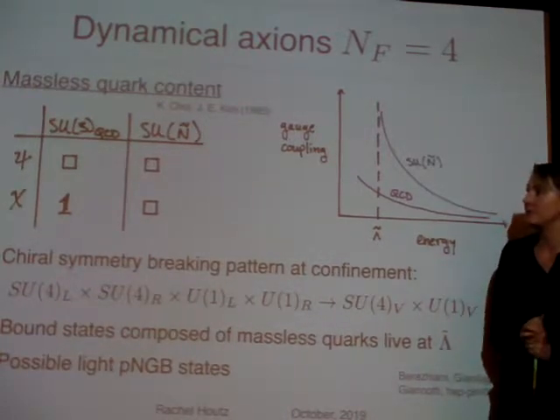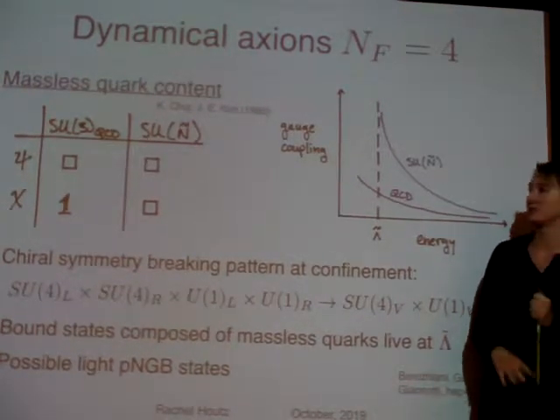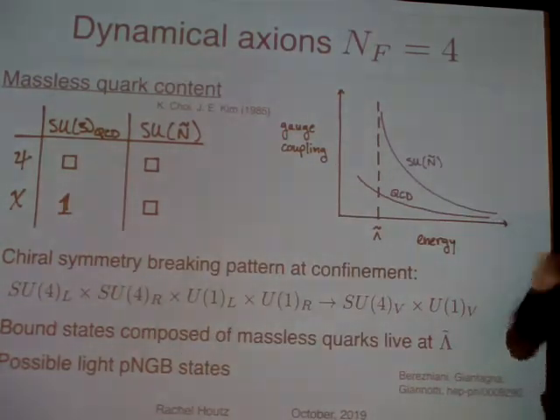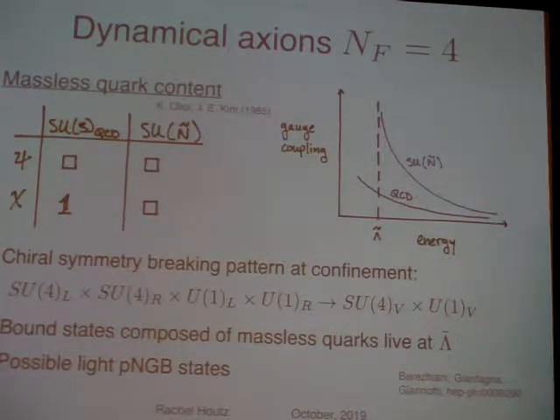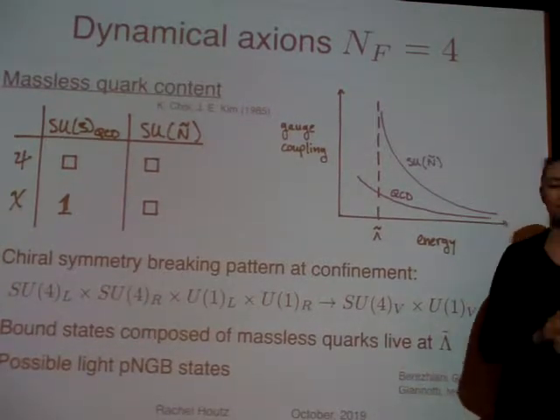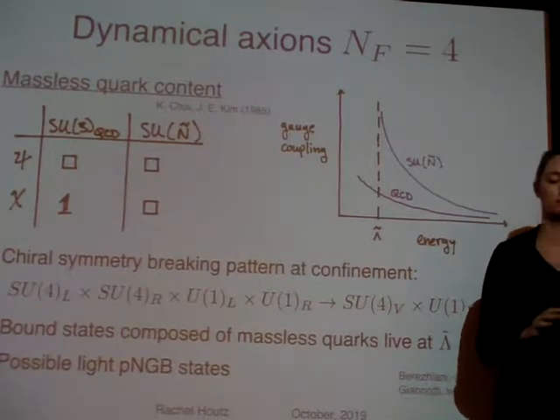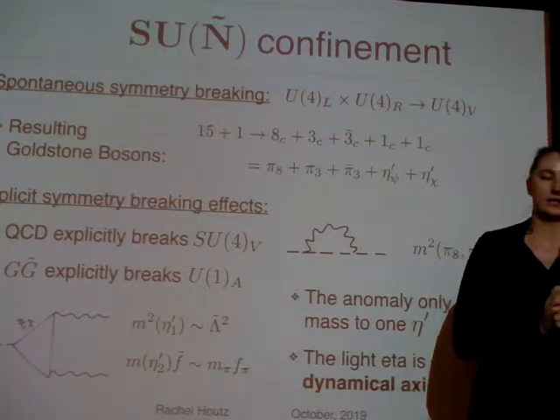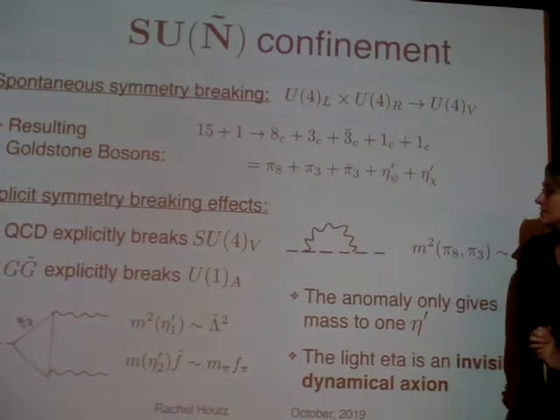Now, from the point of view of the confining group, there are four flavors, because there's one, two, three, four. So you have an SU(4) left cross SU(4) right flavor symmetry that's broken by the chiral condensate. Then you have bound states composed of massless quarks living at the confining scale, and possibly light pseudo-Goldstone bosons, which are important. So we're going to talk about the masses of the pseudo-Goldstone boson states.